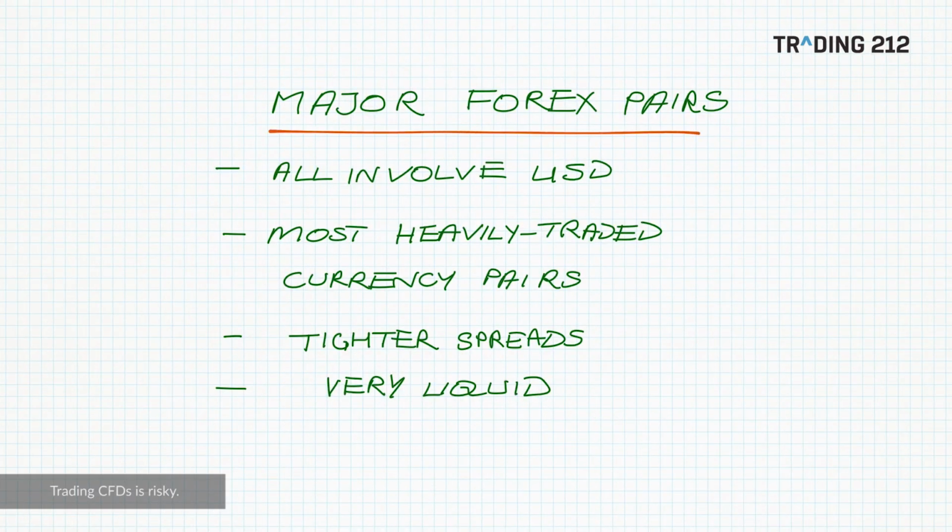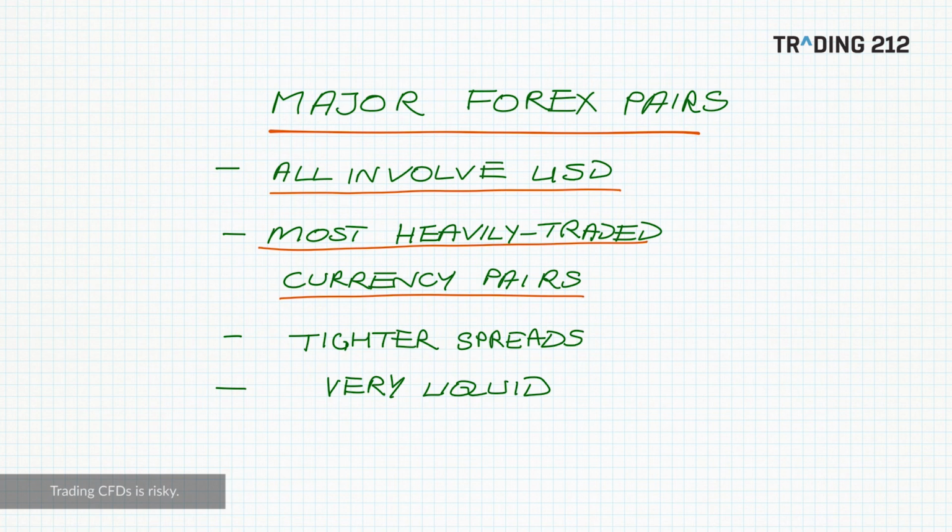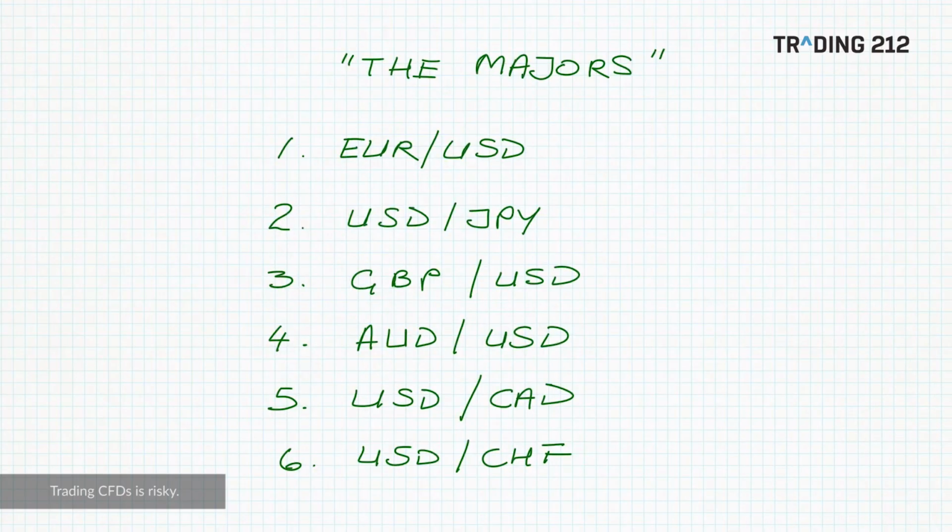And the major Forex pairs all involve the US dollar. So each pair that's in the list of the majors, one of the currencies in each pair is the US dollar. They are the most heavily traded currency pairs, and as a consequence, get tighter spreads than pairs that aren't the major Forex pairs, and they are the most liquid Forex pairs in the Forex market, which is a very liquid market to start with. So these are what I would consider to be the majors. They are in order of volume traded, and these are the 6 most traded currency pairs in the world.